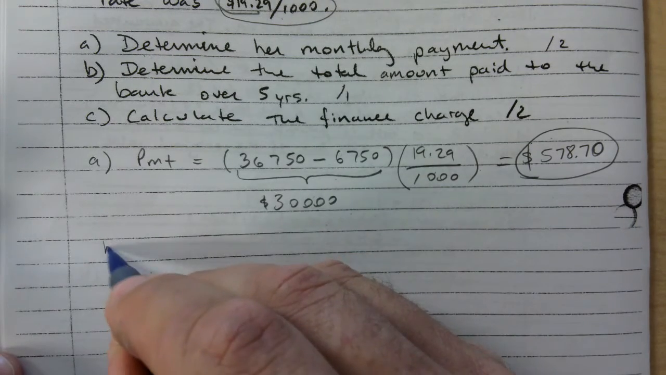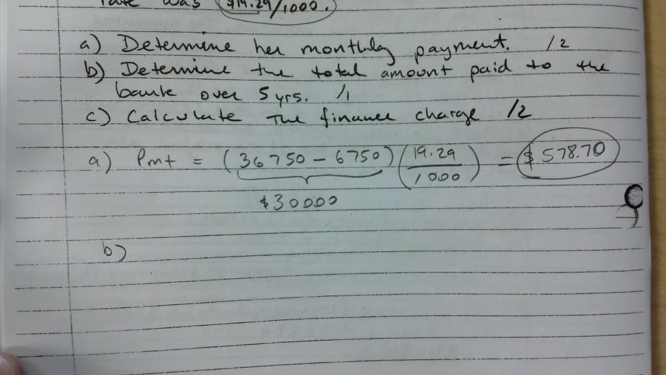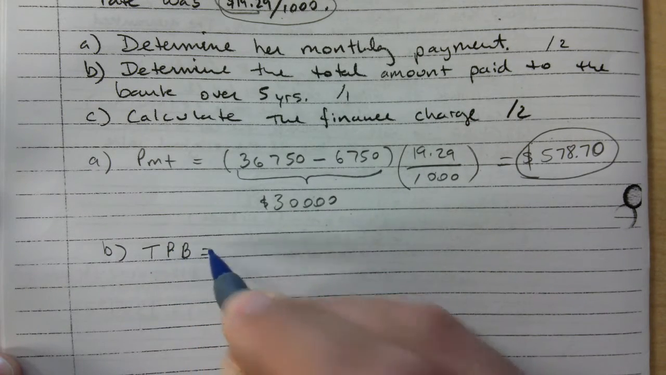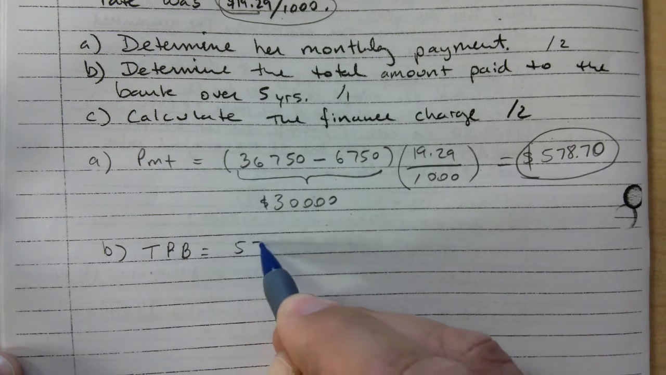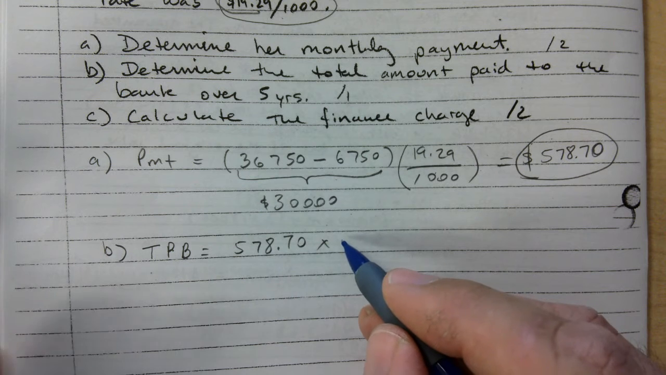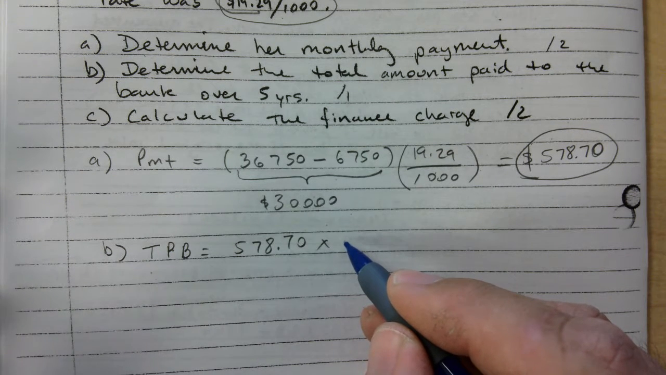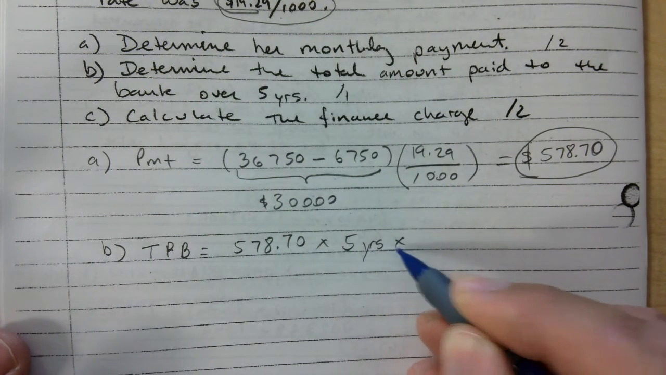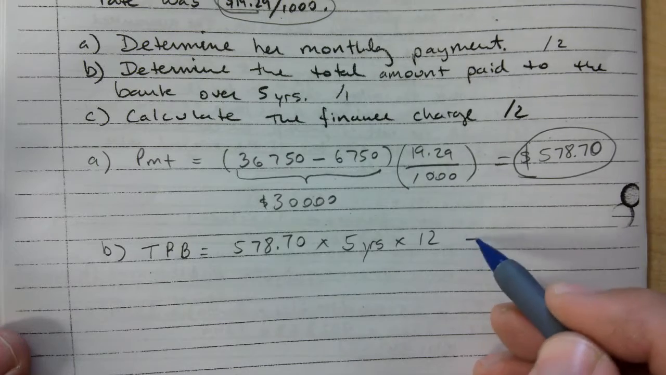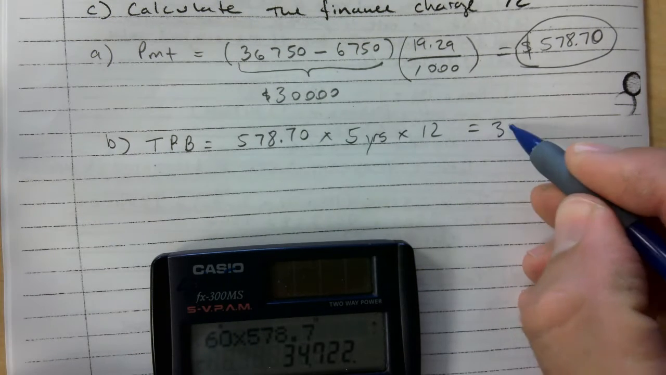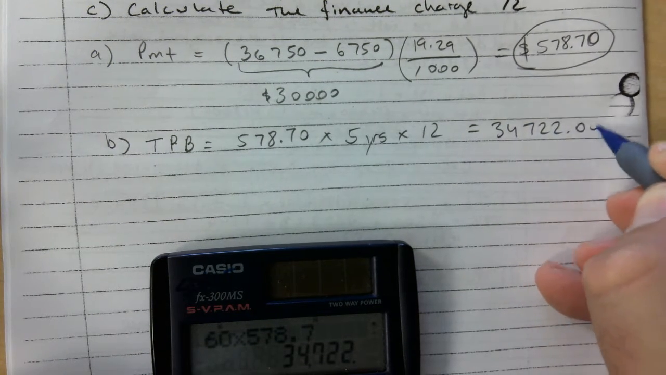And then B, determine total amount paid to the bank over 5 years. Total paid to the bank. You take your monthly payment and multiply that by the years times 12. So it's really 60 times 578.70. And that's 34,722 exactly.